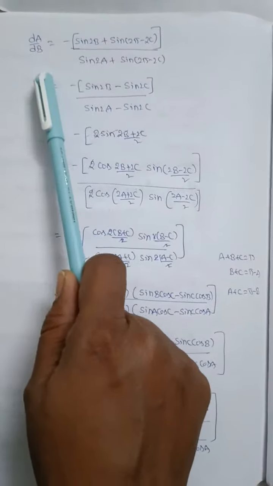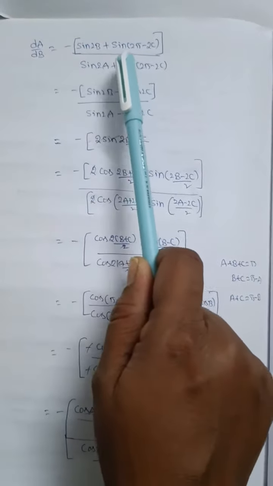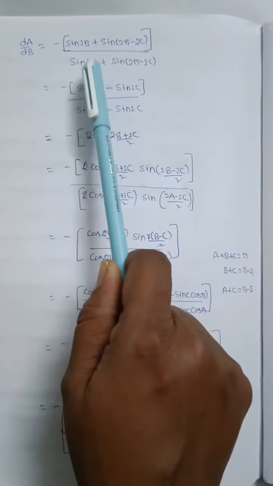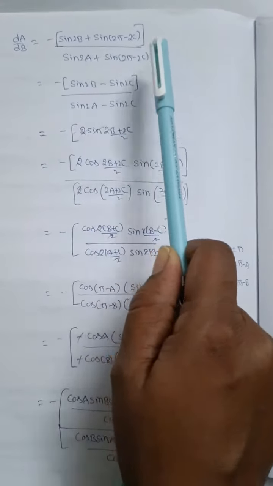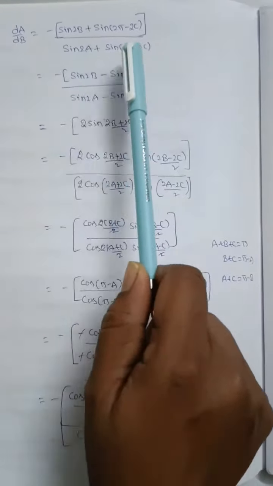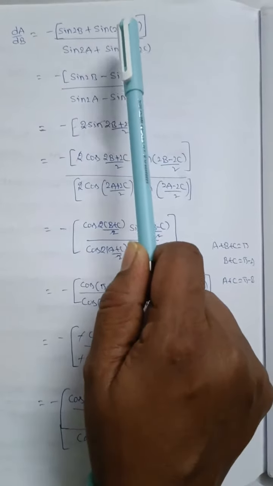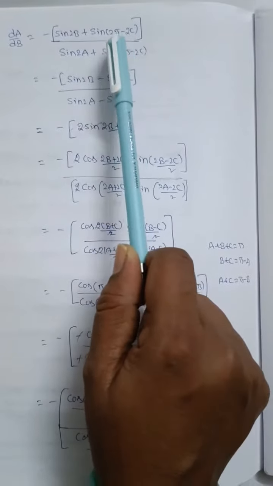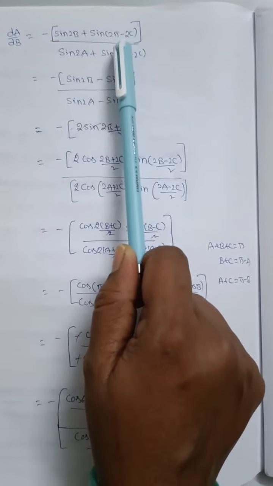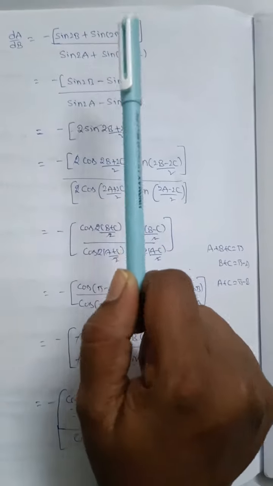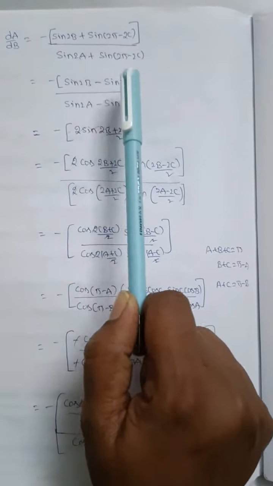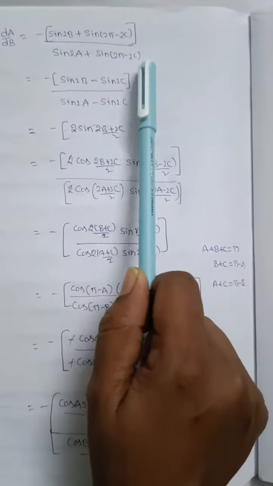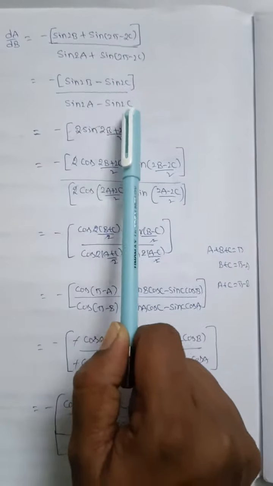Here dA by dB equals minus sin 2b plus sin(2π − 2c), that is, by sin 2a plus sin(2π − 2c). Here sin(2π − 2c) is in the fourth quadrant, where sine is negative. So we get minus sin 2c over sin 2a minus sin 2c, since sin(2π − 2c) equals minus sin 2c.